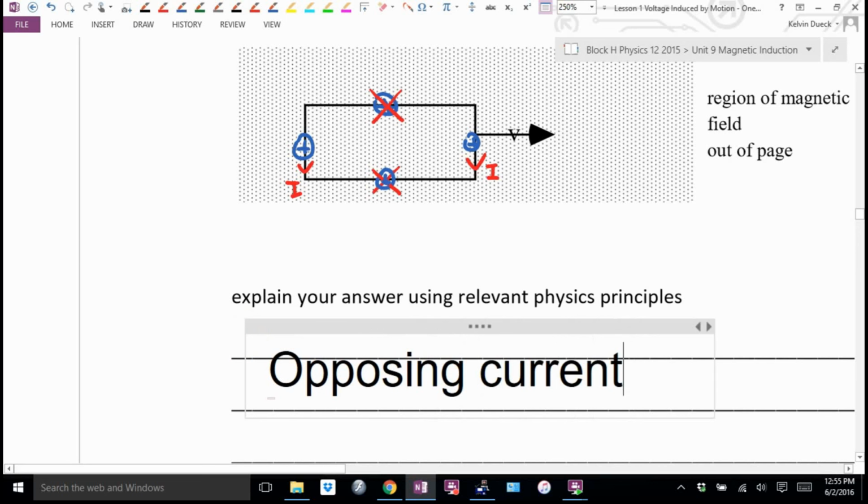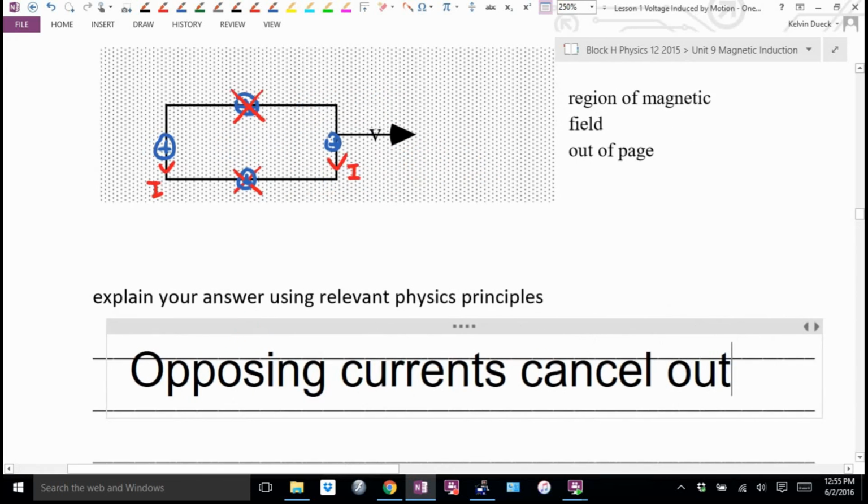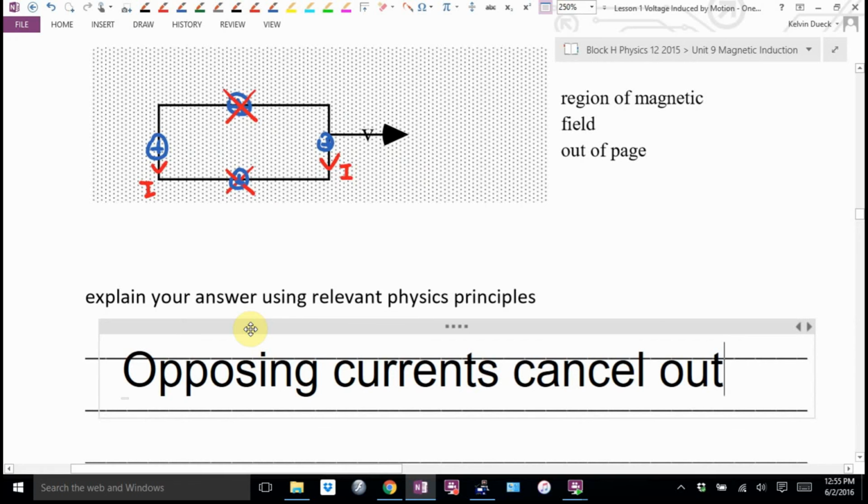Opposing currents cancel out. No voltage. Rats. Wait a minute, Mr. Dewick. You said earlier that generators have loops. We're going to have to get clever.